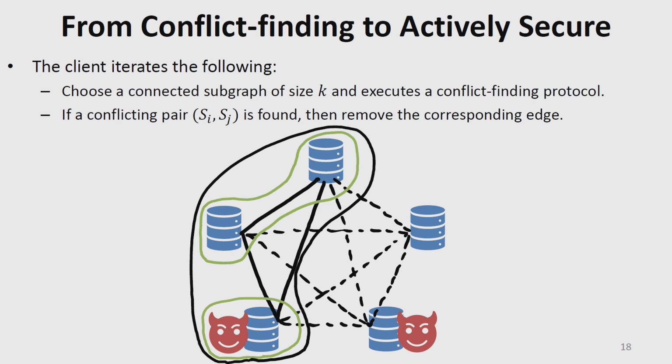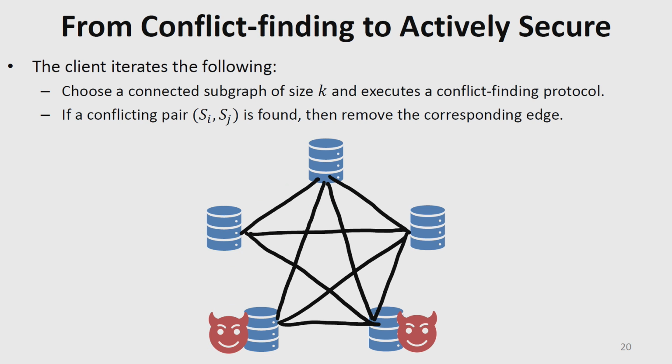Therefore, if the client chooses any edge crossing the groups, it is a conflicting pair. That is, one of them is malicious. The client can always choose such an edge because we suppose that the subgraph is connected, right? Then the client removes that edge and the graph changes like this.